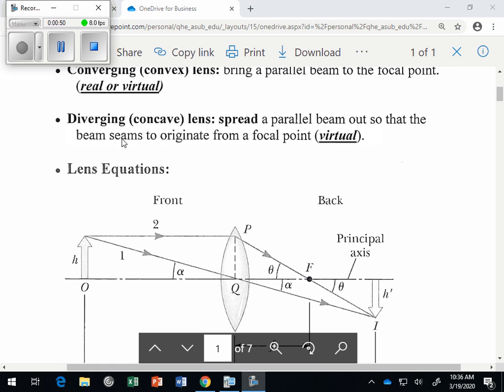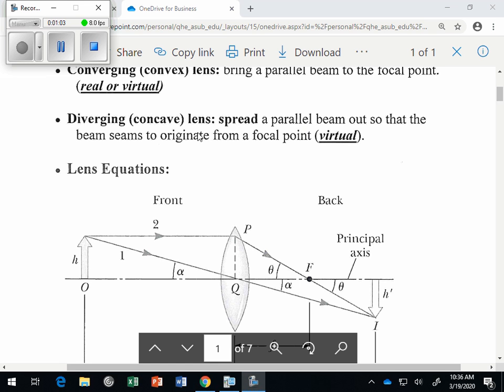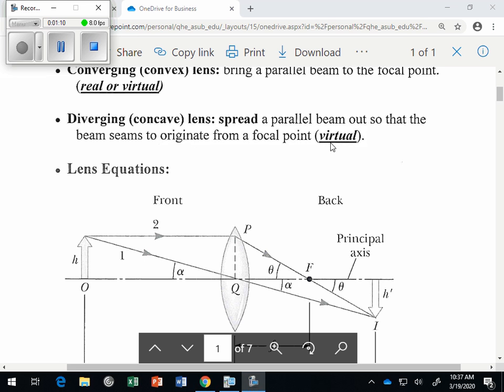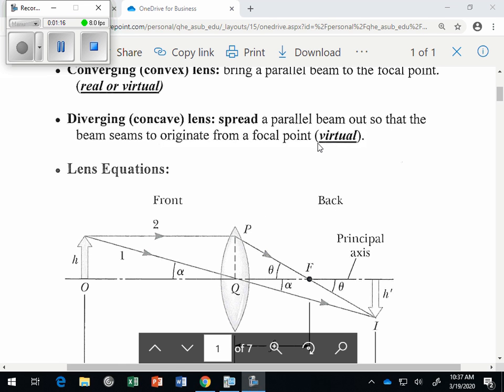Now the second one we call a diverging lens, or concave lens. This one spreads out a parallel light beam, so it seems like you have a focal point on the other side. The light beam originates from the focal point, and this we call the virtual focal point. Please recall what we did in the lab with the two lenses.